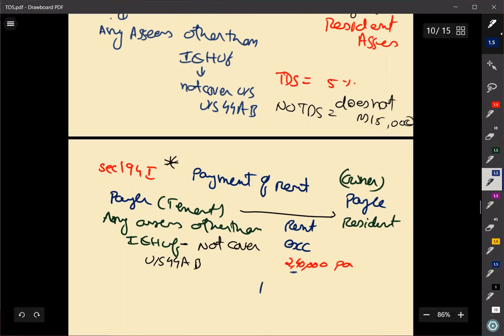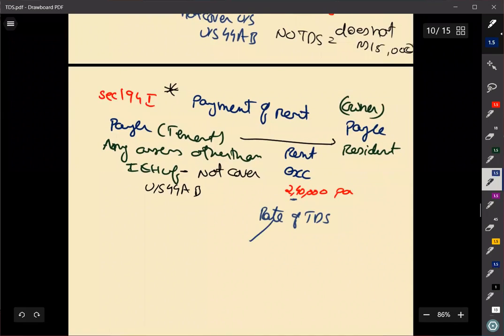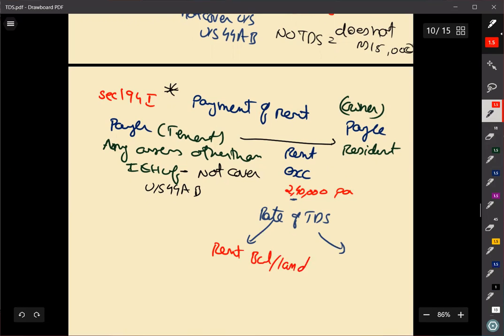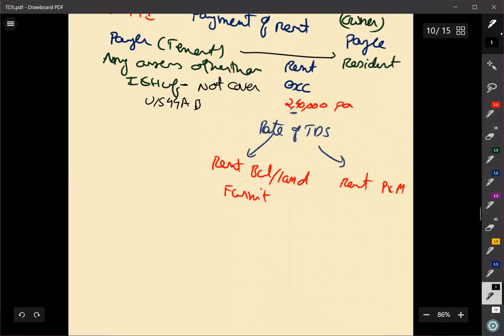What is the rate of TDS? We have two rates. If you are paying rent for a building, land, or furniture, the rate of TDS is different. If you are paying rent for plant and machinery, the rate of TDS is different. In the first case, the rate of TDS is 10%, whereas in the second case, 2% is the rate of TDS.